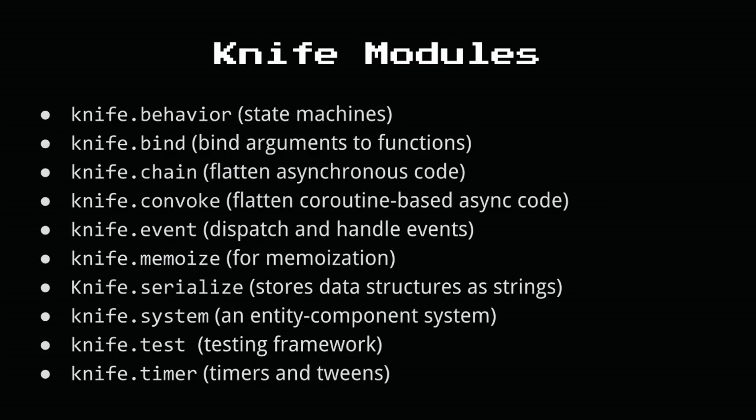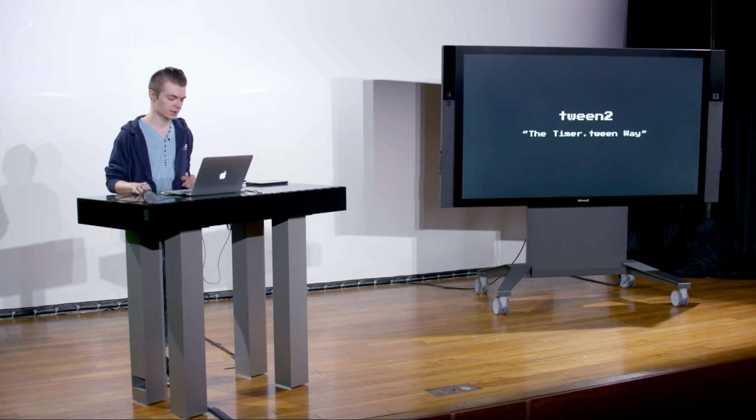Maybe even next week if I can fit it in for Mario. Memoize is for memoization, which is like a dynamic programming related thing. Serialize system is going to be useful to know about in the context of Unity as well. Unity uses an entity component system for much of its structure. Knife.test, and then lastly knife.timer, which is what we'll end up using. And this is probably my favorite library that exists in the LÖVE2D ecosystem.